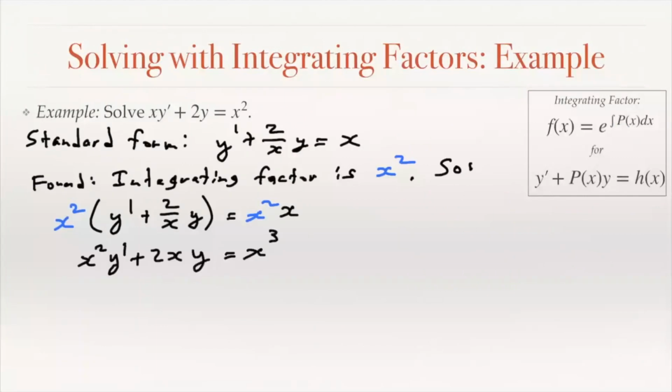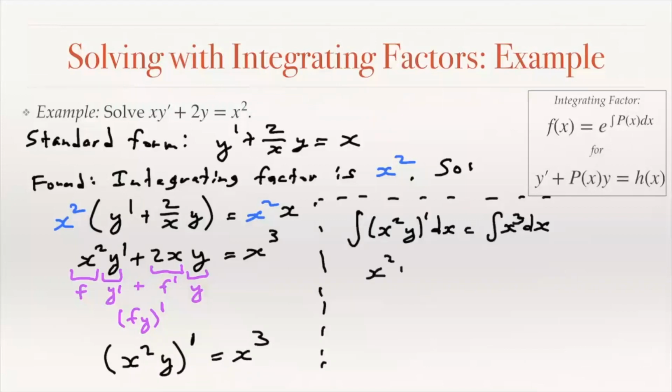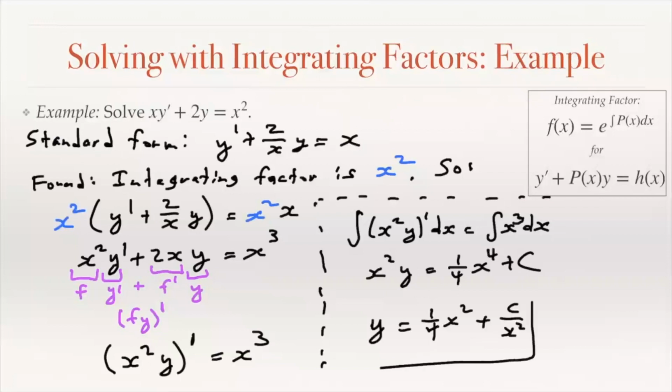And if you haven't made a mistake, it should now always be of the form f y prime plus f prime y, which is the same as f y all prime by the chain rule. So now this is x squared y all prime equals x cubed. And now we can integrate both sides. Integral of the derivative cancels out. Don't forget the plus c. And we have solved the differential equation by dividing both sides now by x squared.